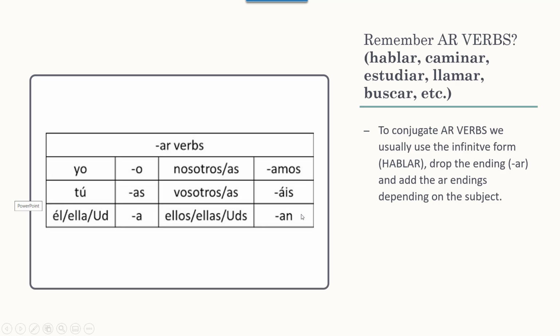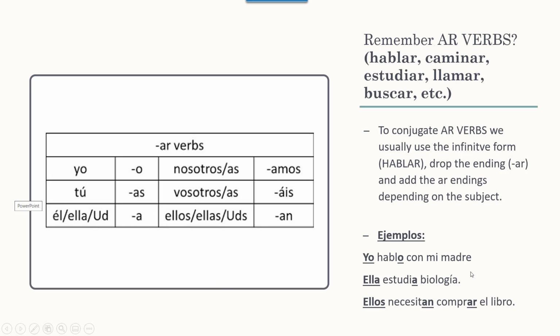Okay, good. So now, from here, let's go to see the ER and IR verbs. But first, some examples. Yo hablo con mi madre. Yo hablo. Remember that the ending needs to agree with the subject. Yo hablo. Ella estudia biología. I already dropped the AR, and what do I add? If it's she, ella, A.